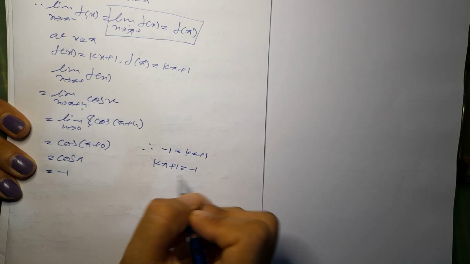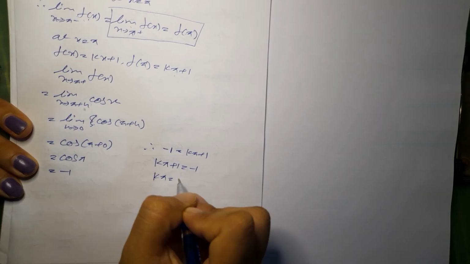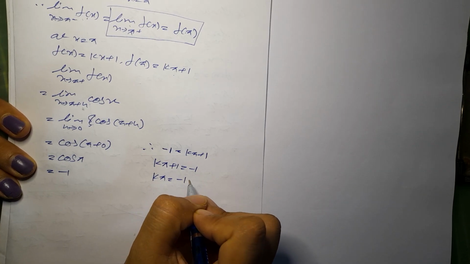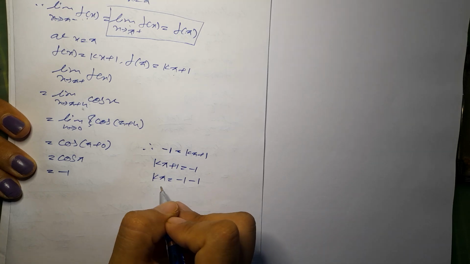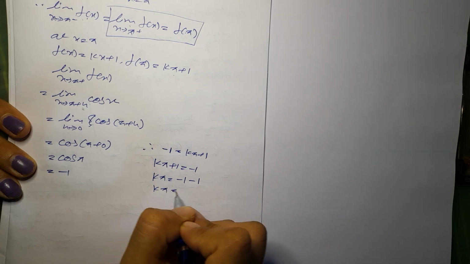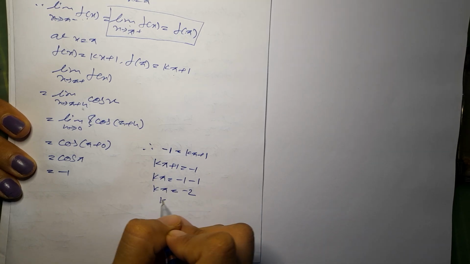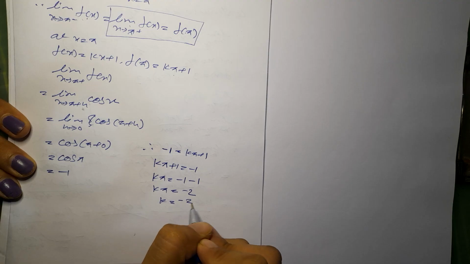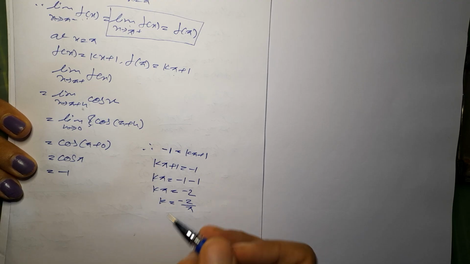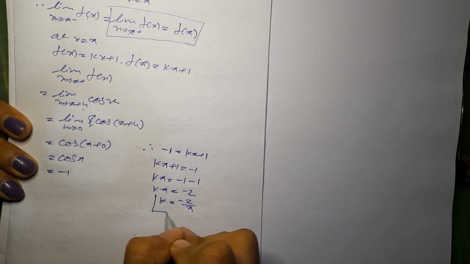Take the 1 to the other side. So k pi is equal to minus 1, and the plus will become minus, minus 1. So k pi is equal to minus 2. That is k is equal to minus 2 by pi. So this is the required value of k.